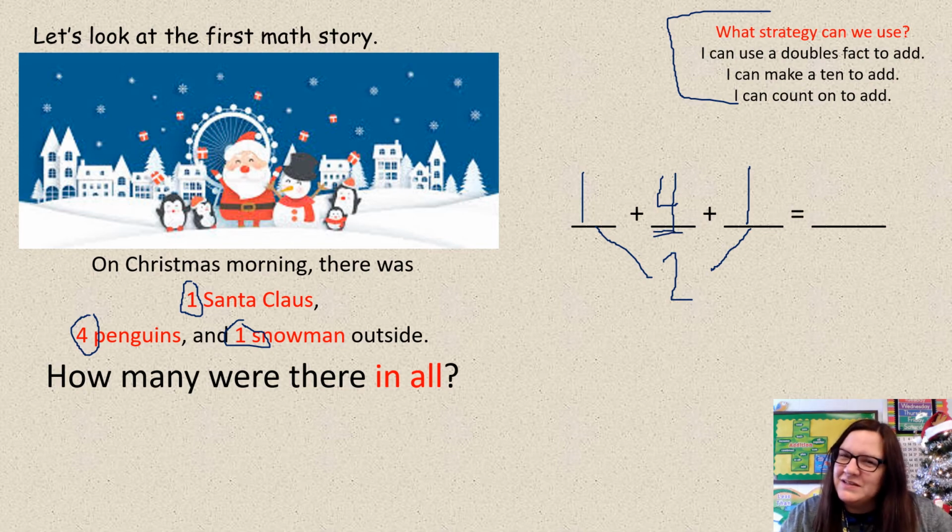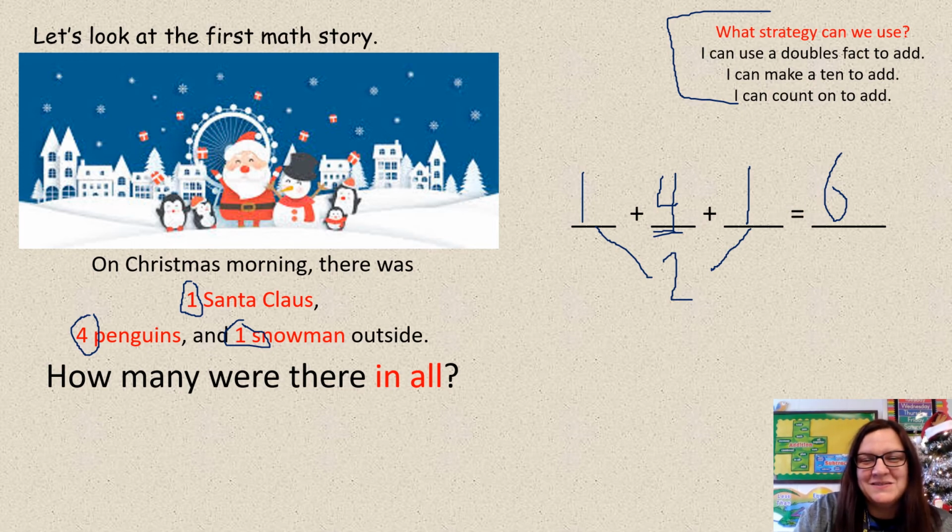What is 2 plus 4? Well, let's think about that. Which number is greater? 4. So I can count up 2. So 4, 5, 6. So how many were there in all? There were 6 in all. 1 Santa Claus plus 4 penguins plus 1 snowman equals 6.